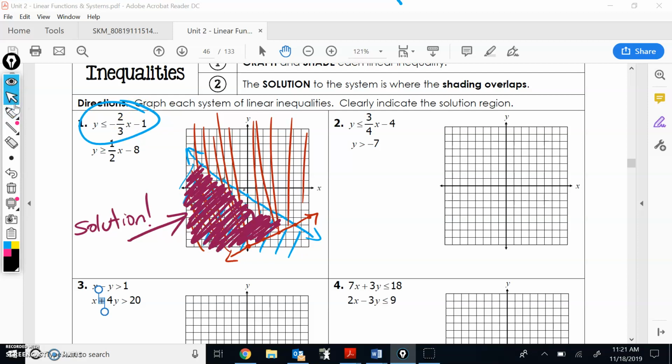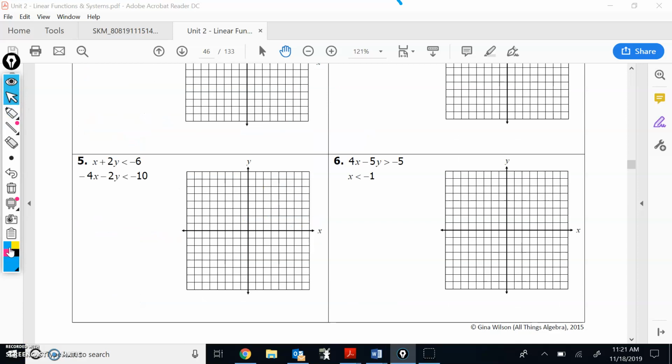Let's move on to another one. Number 6. The first equation is not in slope-intercept form, so let's solve for y. -5y is greater than -4x minus 5, dividing everything by -5 and flipping the sign. We get y to be less than 4/5 x plus 1. Let's graph this line, slope-intercept form of 1 up 4 over 5. And we go down 4 over 5.